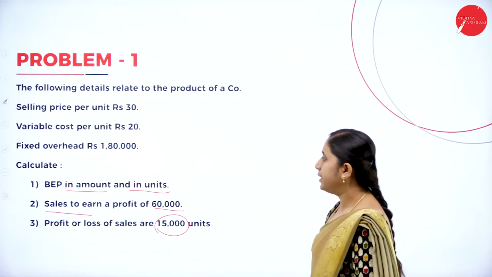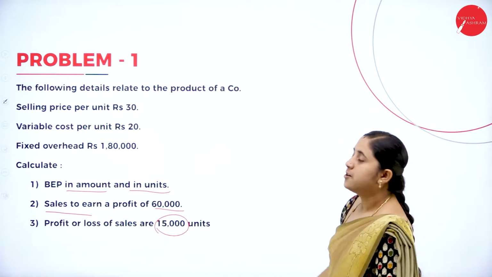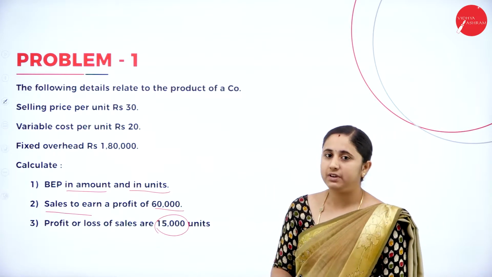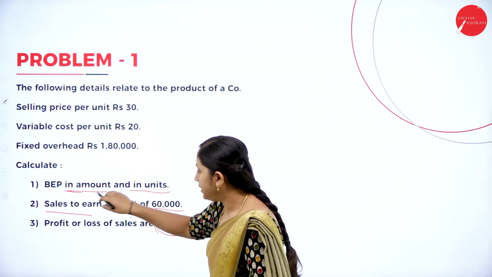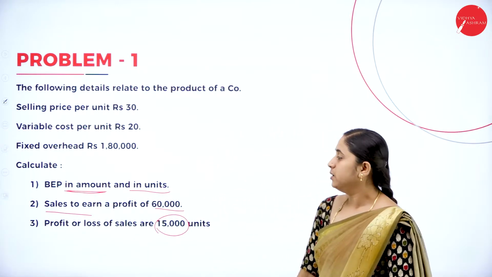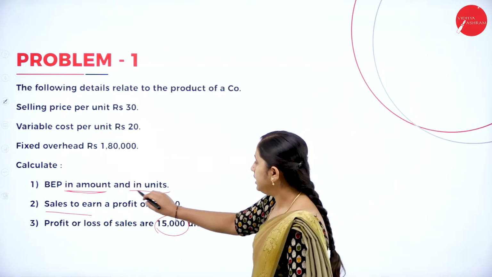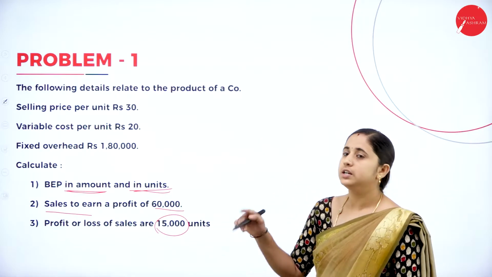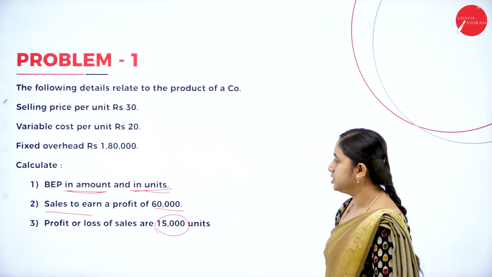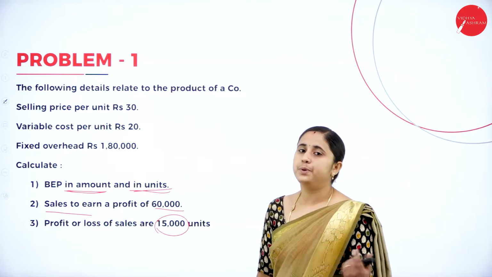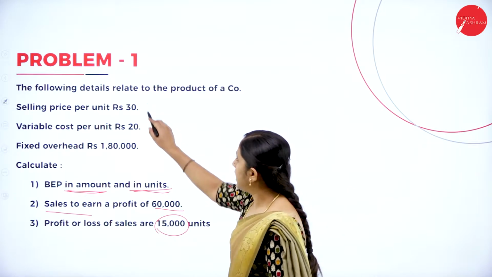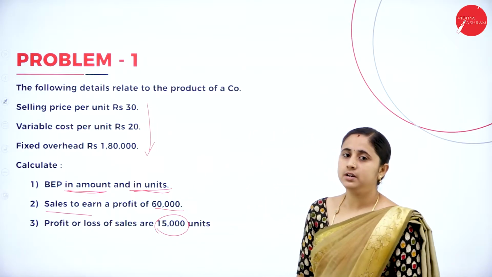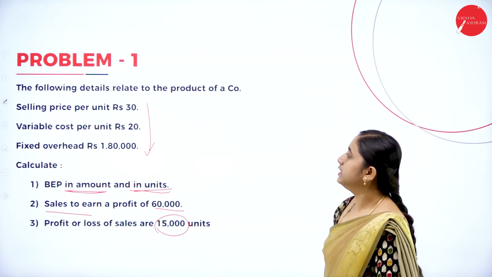For this, break-even point is equal to fixed cost divided by PV ratio. Fixed cost divided by PV ratio is to calculate BEP in amount. If we are calculating BEP in units, it is fixed cost divided by contribution. Here we don't have PV ratio as well as contribution. So first we need to calculate PV ratio and contribution from this information.